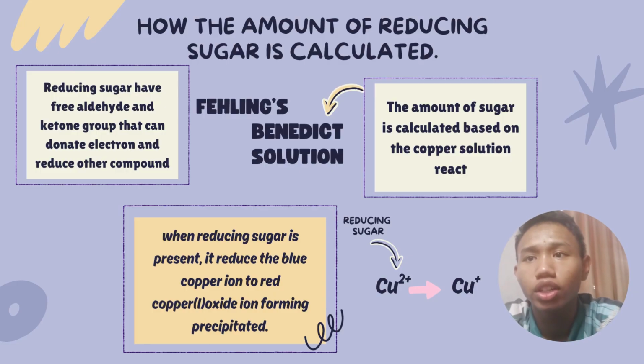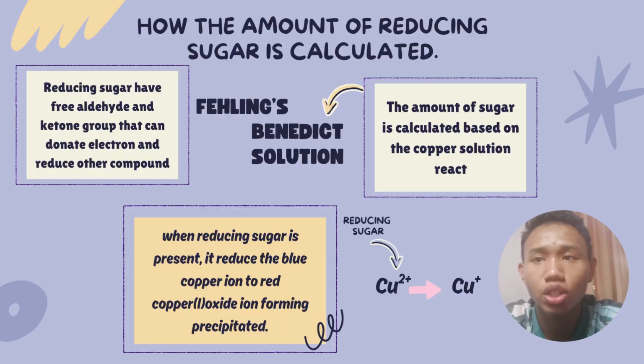First of all, reducing sugars have a free aldehyde or ketone group that can donate electrons and reduce other compounds. In food chemistry, we often use Fehling's or Benedict's solution, both of which contain copper ions. When reducing sugar is present, it reduces the blue copper ion into red copper oxide, forming a precipitate. The amount of sugar is calculated based on how much of the copper solution has reacted and how much precipitate is present.